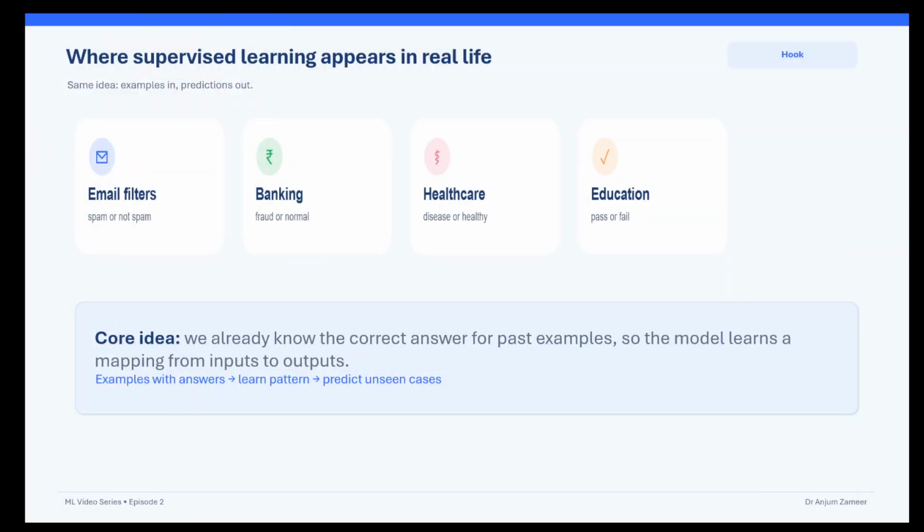Where does supervised learning appear in real life, where can we implement it? It can be implemented in email filters, banking, healthcare, education. All of these are examples of where supervised learning can be implemented. The core idea: we already know the correct answers for the past data. The model learns the mapping from inputs to outputs, and in the future it can make predictions. It learns patterns and predicts unseen cases, so it will be predicting cases which have not been seen.